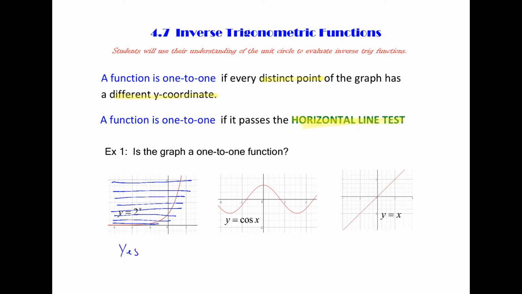Number 2, which is the stuff that we're about ready to talk about, y equals cosine of x. You can see, and this is just part of the graph, that there are all sorts of places where you can draw a horizontal line and it's going to intersect in multiple places. So your cosine graph and your sine graph are not one-to-one functions. That's what we're really going to be focusing on in these notes. So this one is no, it is not a one-to-one function. And then your equation y equals x, which is linear, is yes, it is a one-to-one function.